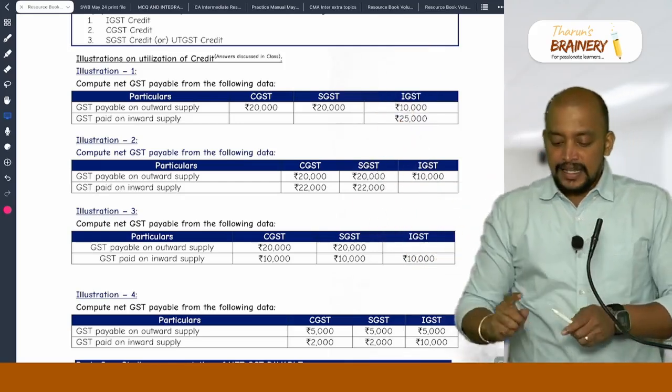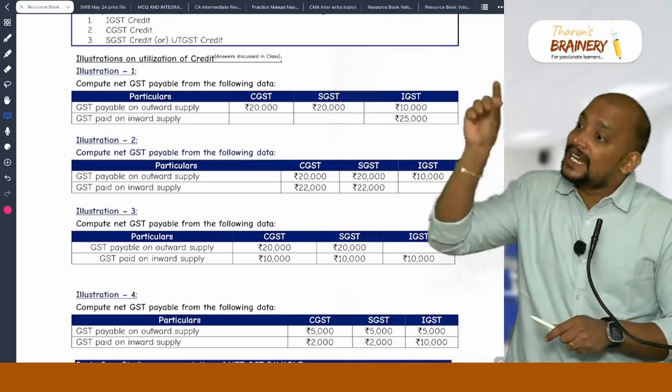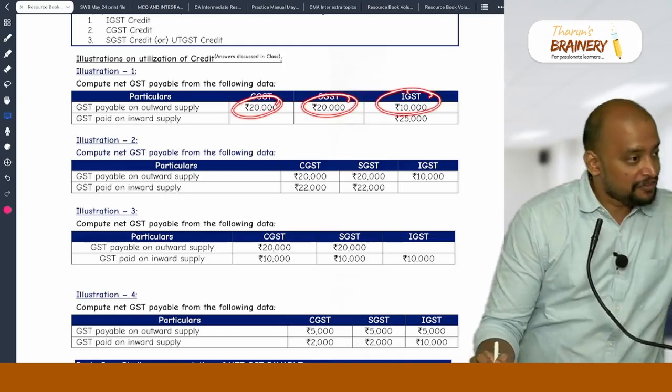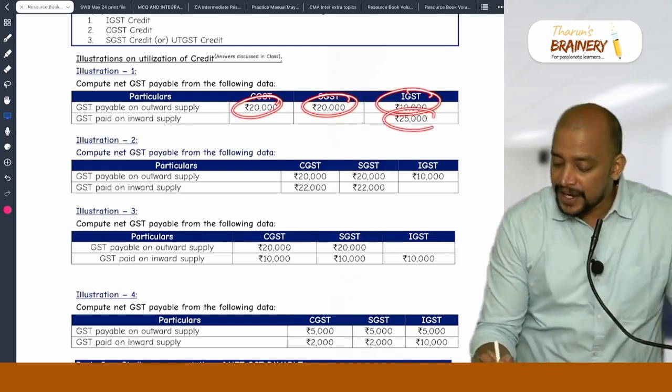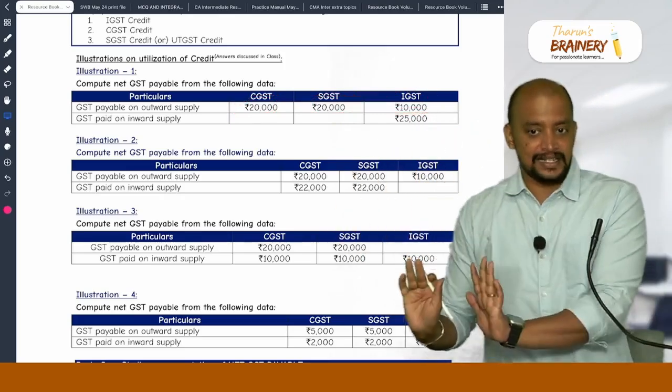So in this case, what should be the total net GST payable? 20 plus 20 plus 10 is 50, minus 25. How much? The net GST should be 25. That is the correct answer.